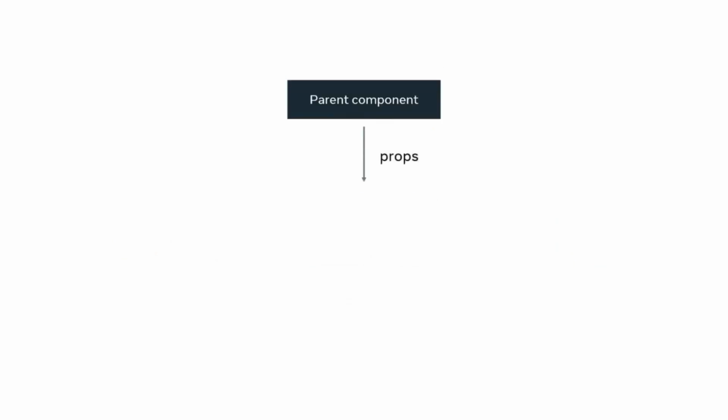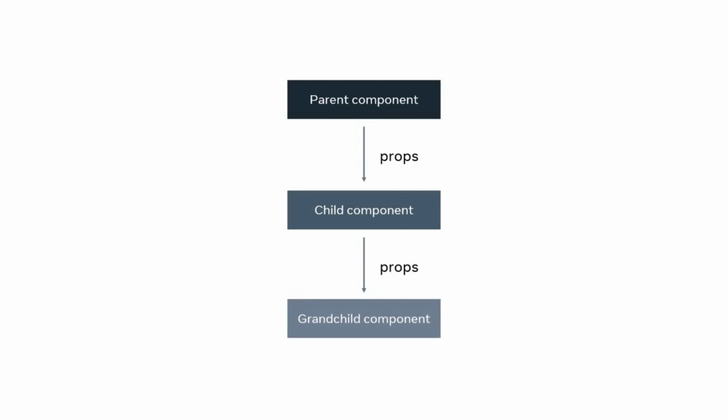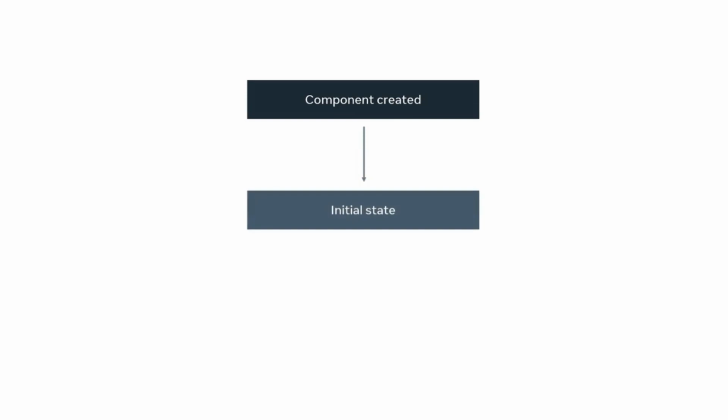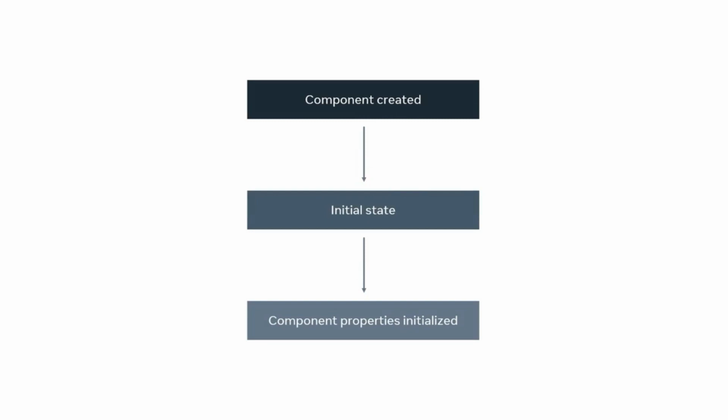This means that a component sends its state to its children by using props. If the child components have their own grandchild components, then the child components might have some states that they send as props to those grandchild components. In React, state is kept in state variables. The main way to change state is to alter these variables. When a component is created, it gets an initial state. The state is used to initialize the component's properties.